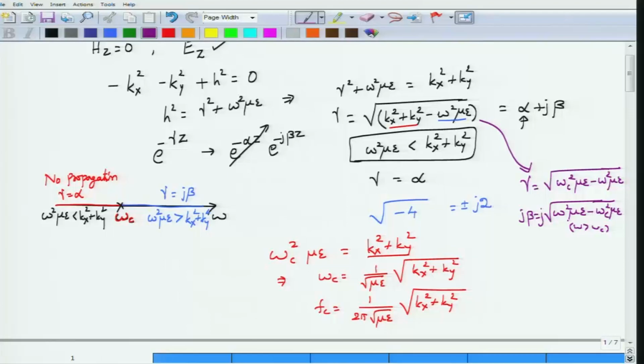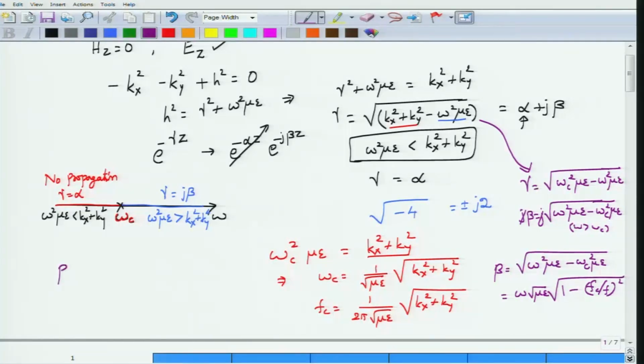So with this I can cancel out j on both sides and therefore obtain an expression for beta, the propagation constant, given by omega square mu epsilon minus omega c square mu epsilon under root. This is again sometimes written by factoring omega square mu epsilon out, and then you write this as omega square root mu epsilon. Mu epsilon will cancel with each other. Omega c square can be written as 2 pi fc whole square, and omega square can be written as 2 pi f whole square. So this becomes 1 minus fc by f whole square under root.